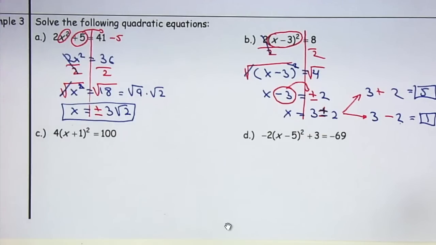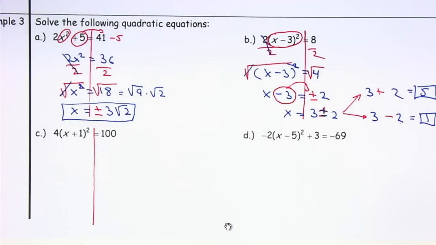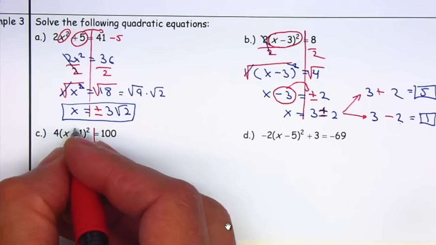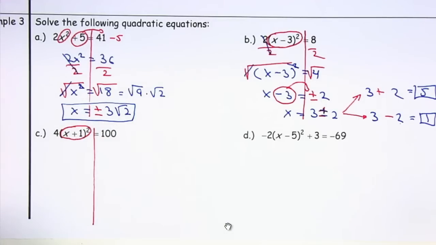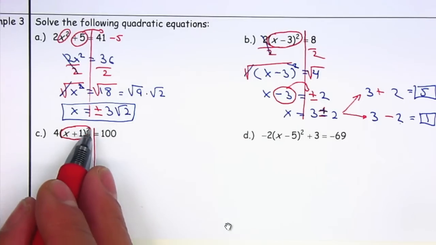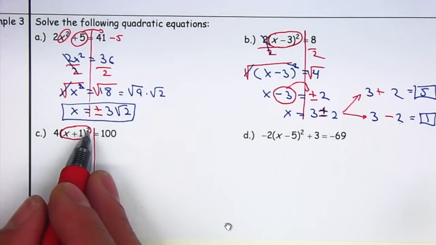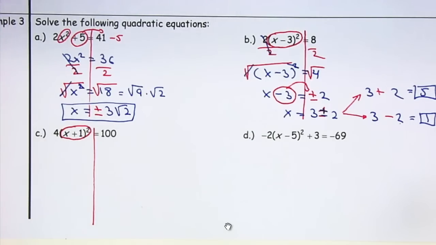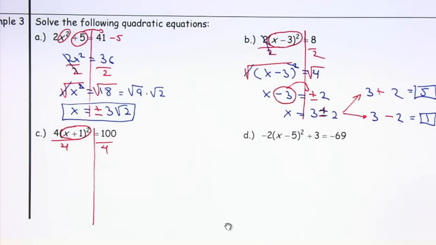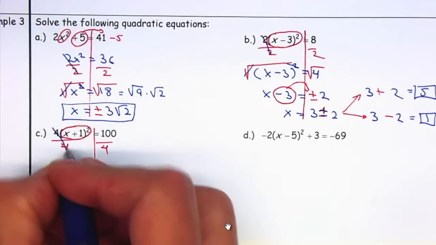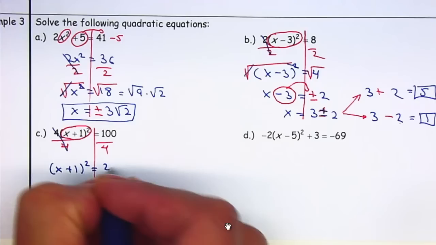So for letter C, I'm going to draw the line. Remember that I want to leave whatever is being squared by itself first before I get rid of the square root. Do not multiply 4 times x and 4 times 1. You can't, because of the square. So I'm going to divide by 4. Divide by 4. That will cancel the 4. So I have x plus 1 squared is equal to 25.